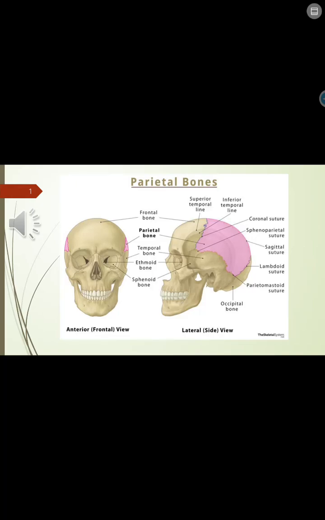The next bone of the skull is the parietal bone. We have two parietal bones in the skull that form most of the cranial roof and sides of the skull. Each parietal bone is irregularly quadrilateral and has two surfaces, four borders, and four angles. This bone is a simple bone that you can imagine easily and learn very fast.